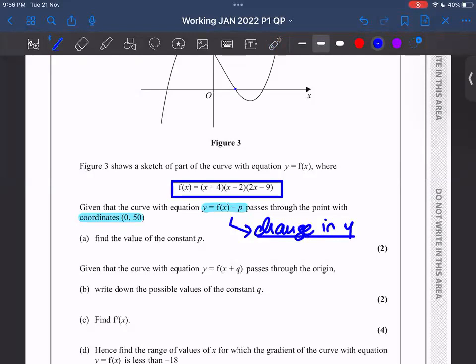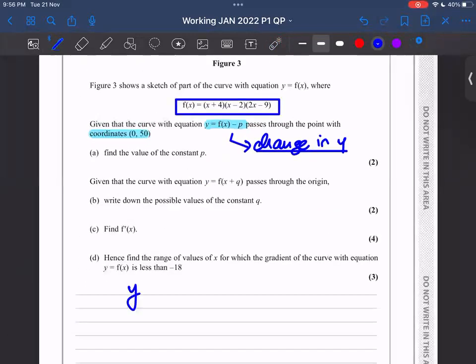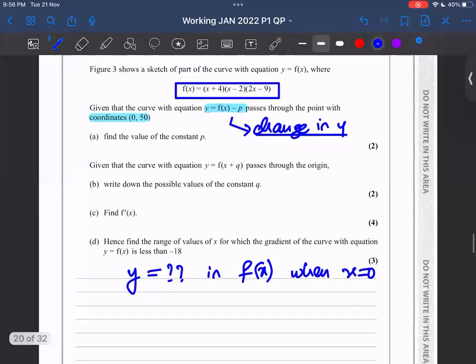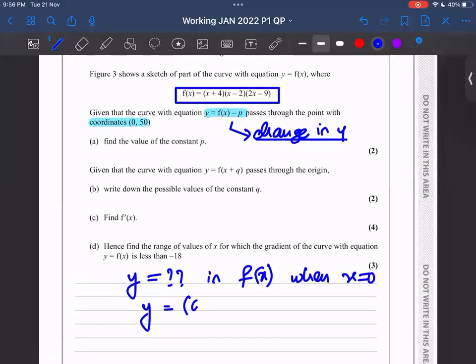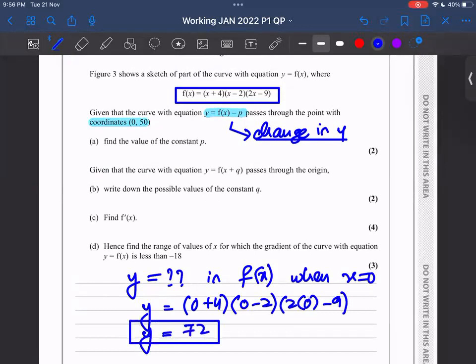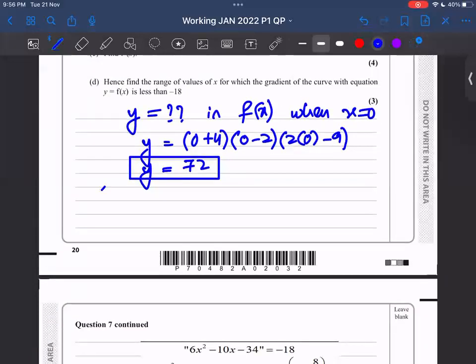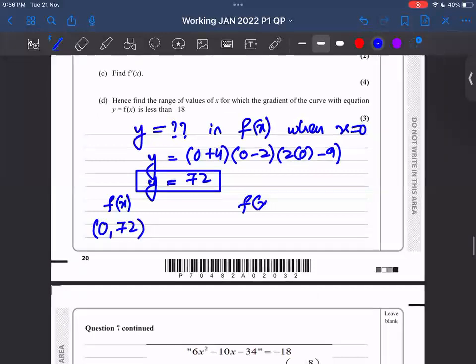So let's find the value of y in the original function f(x) when x is 0. What is the value of y when x is equal to 0? It becomes (0 plus 4), (0 minus 2), (2 into 0 minus 9). So 4 into minus 2 is minus 8, and minus 8 into minus 9 is 72. Let's compile it. For f(x), the point is (0, 72). For f(x) minus p, the value of y is 50, so the point is (0, 50).